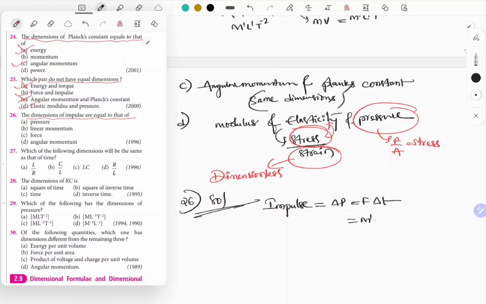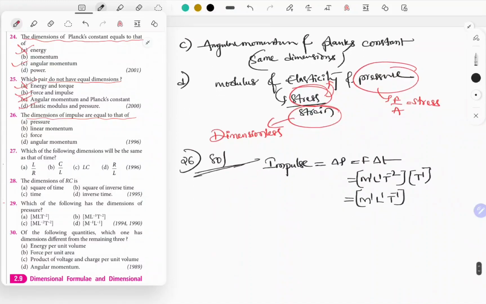Force dimensional formula is m power 1 L power 1 T power minus 2, into dimensional formula for time is T power 1. So finally you are going to get m power 1 L power 1 T power minus 1 is the dimensional formula for impulse. Let's get started.